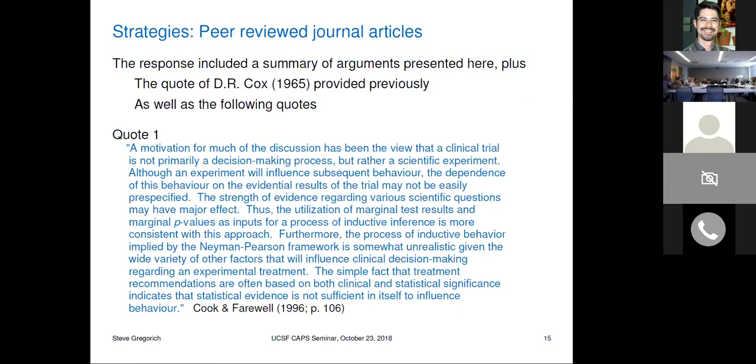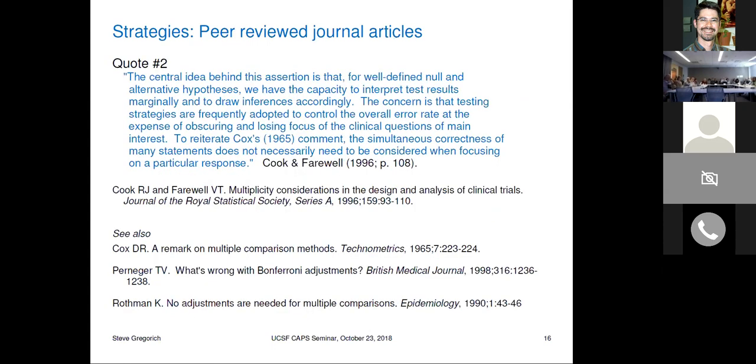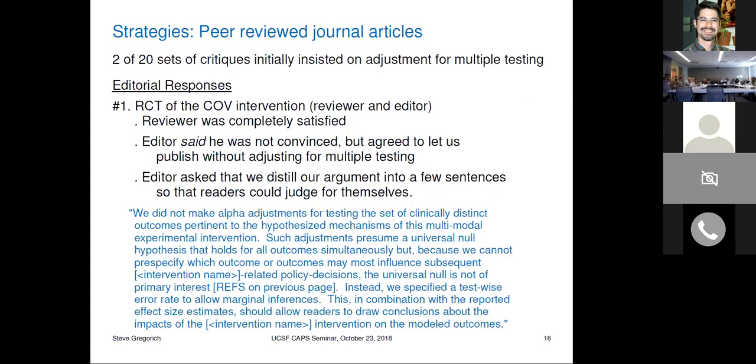So there's this long quote here that I include. And there's another pretty long quote, and here are 4 articles that are worth taking a look at if you ever want to read up on this issue.